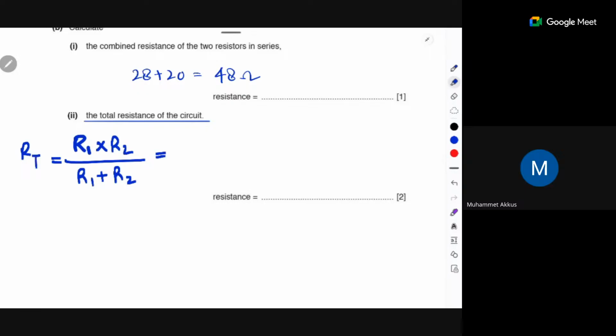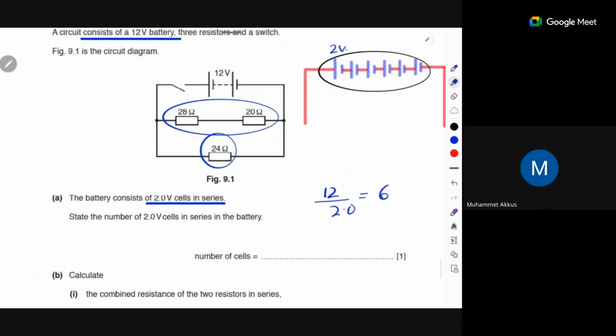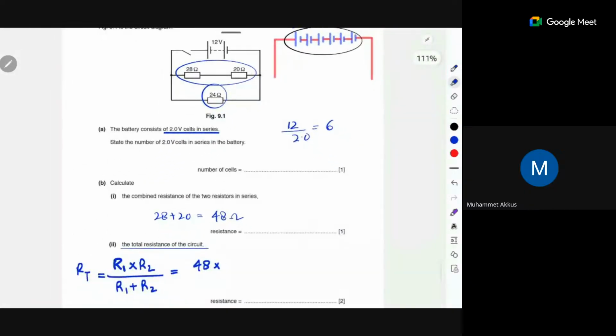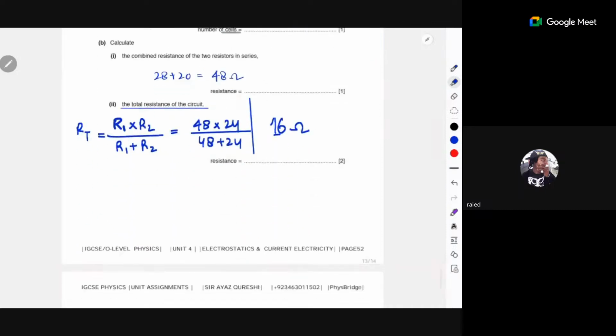So what is the R1? R1 is, let's say, 48, and what was R2? R2 is this one, which is parallel to that. So 24 can be your R2. So 24 divided by 48 plus 24. So yes, what is the answer? Can you tell me? 16. 16 ohm resistance. Is it clear to everyone?